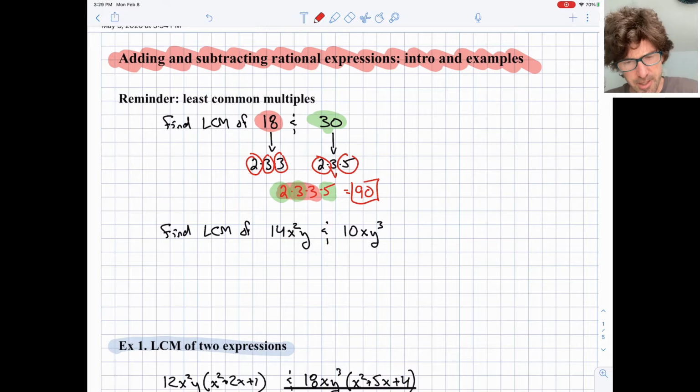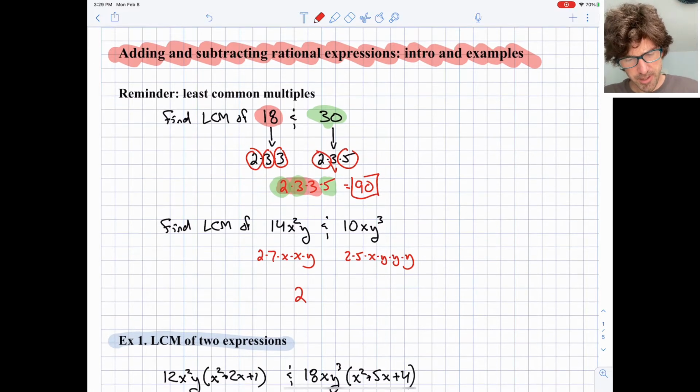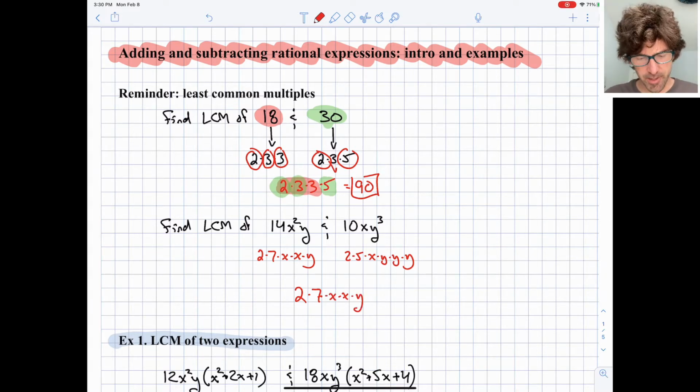Okay, so let's do a prime factorization of 14x squared y. It's 2 times 7 times x times x times y. And 10xy cubed is 2 times 5 times x times a product of 3 y's. So it looks like I need a 2, it looks like I need a 7. Well, here's another strategy I'll follow. Let's just rewrite the original prime factorization of one of the numbers that we started with, and then let's see if we have everything else represented.